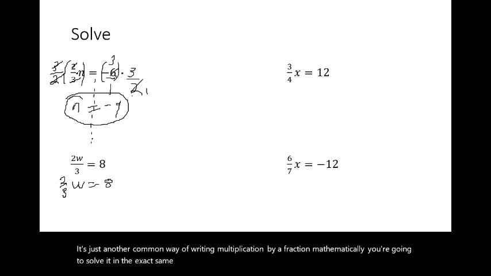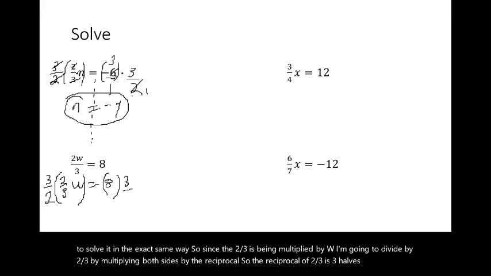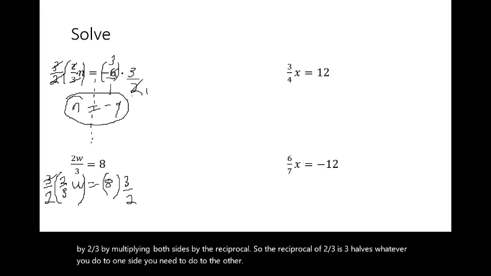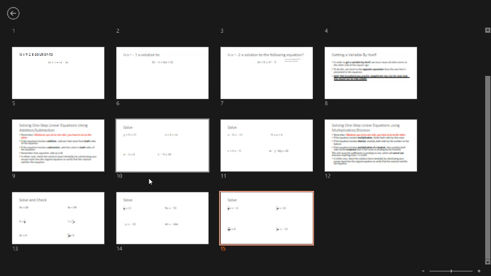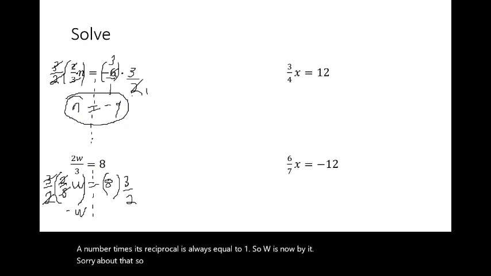Mathematically, you're going to solve it in the exact same way. So since the 2/3 is being multiplied by w, I'm going to divide by 2/3 by multiplying both sides by the reciprocal. So the reciprocal of 2/3 is 3/2. Whatever you do to one side, you need to do to the other. On the left, a number times its reciprocal is always equal to 1, so w is now by itself.